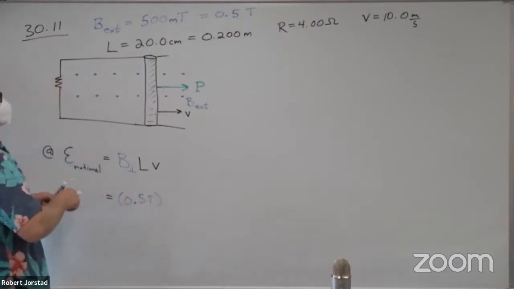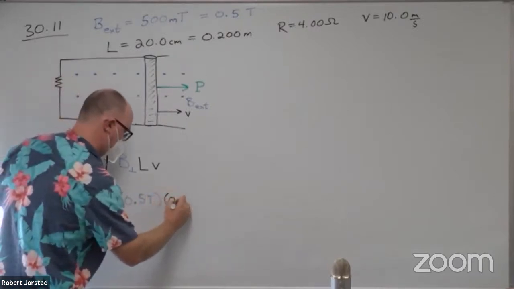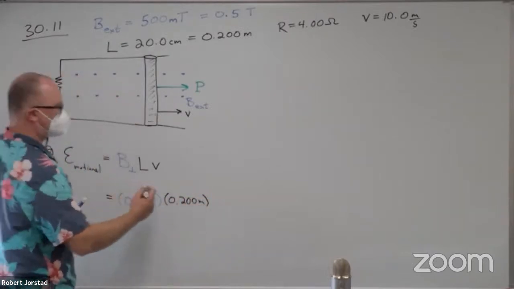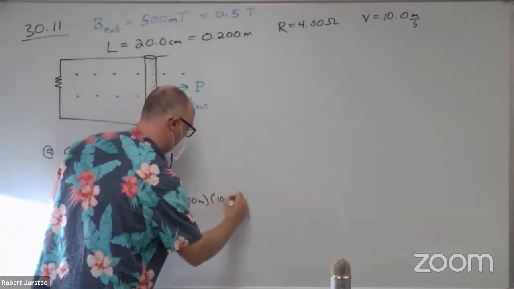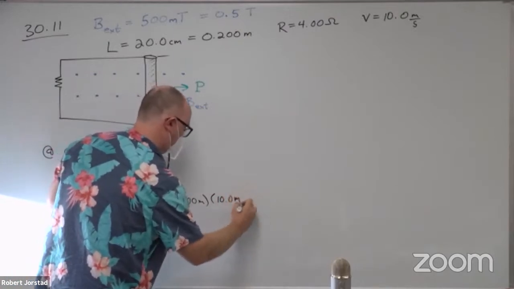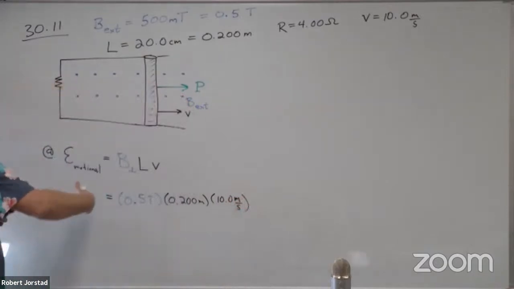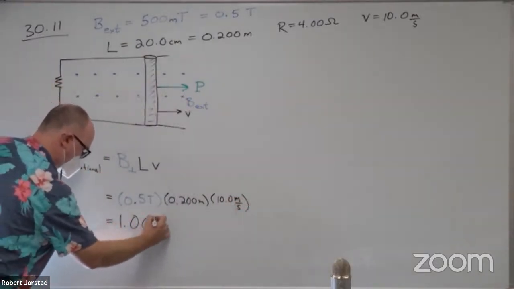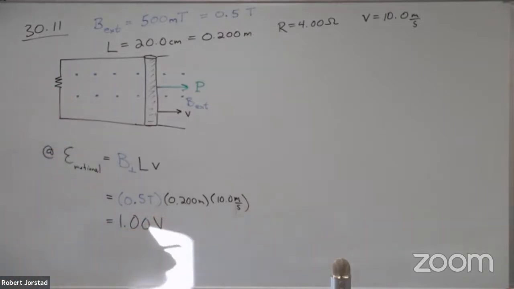What's the length I want to use? 0.2. And what was the speed? What does that spell? 1 volt, I think. Is that what you get when you punch in the numbers real quick? Double check.